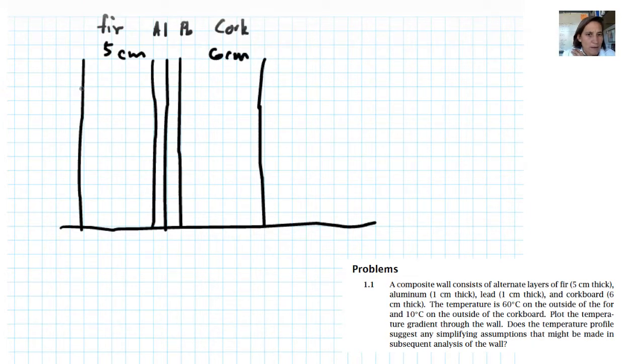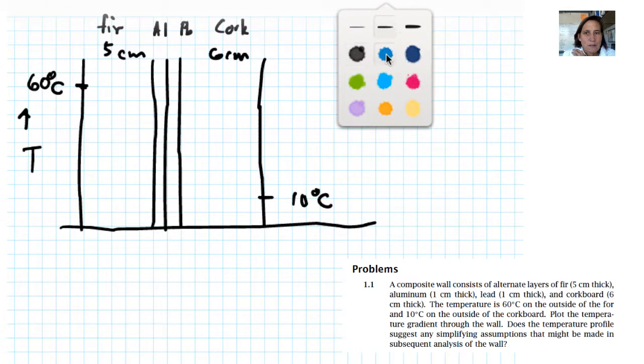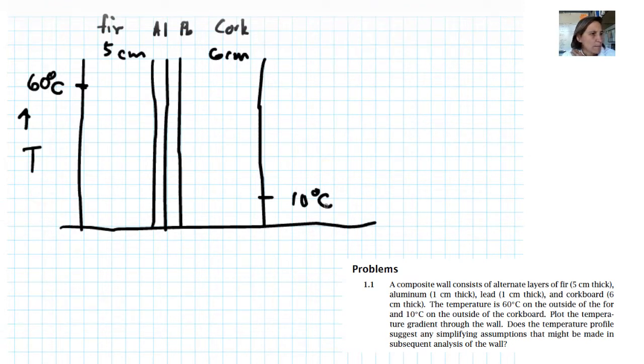Okay, and we know that at the one end it is 60 degrees C, if we're using this as the temperature axis, and at the other end it's 10 degrees C. And the question is, what is the temperature profile, and what are the simplifying assumptions in the analysis of the wall? Well, my first thought is obviously that aluminum and lead are going to be much more conductive than the fir and the cork.